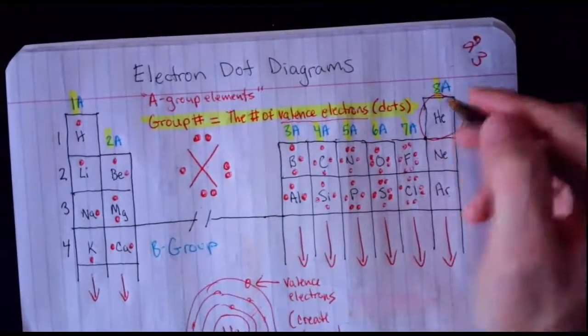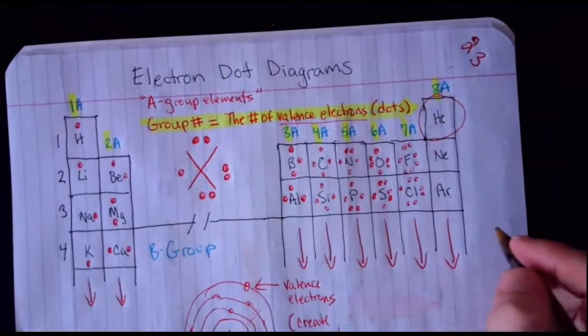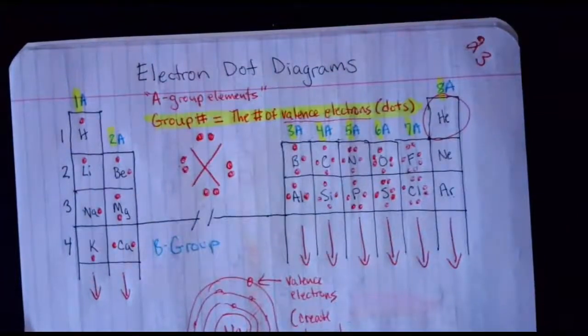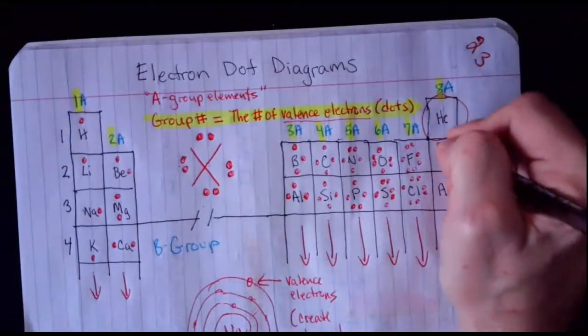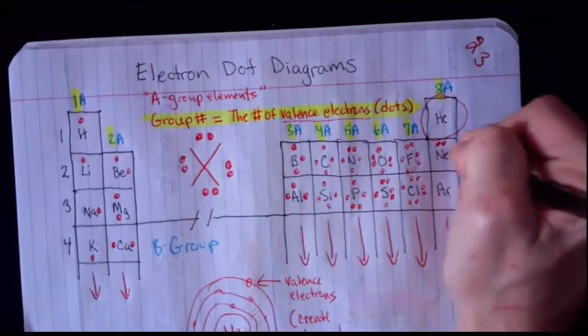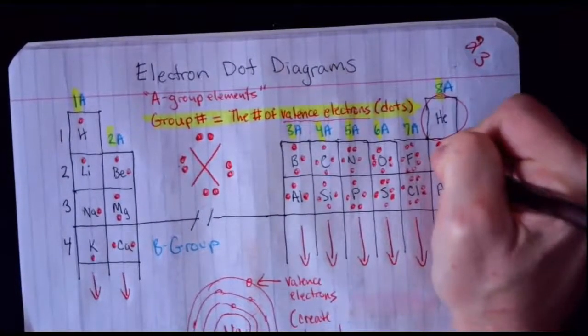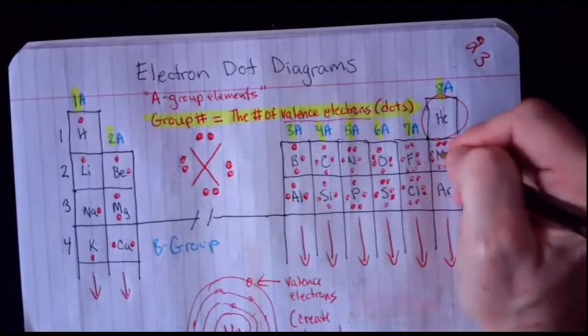And the last column is special, okay? So it has no unpaired electrons. So take a guess at what that means. If you have no unpaired electrons, how are you going to be different as an element from all the other elements?